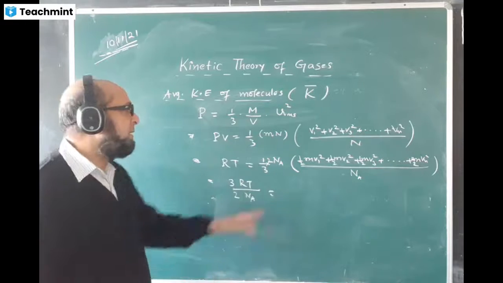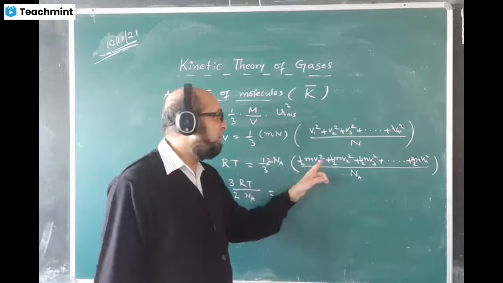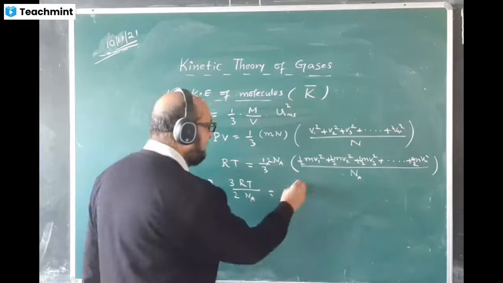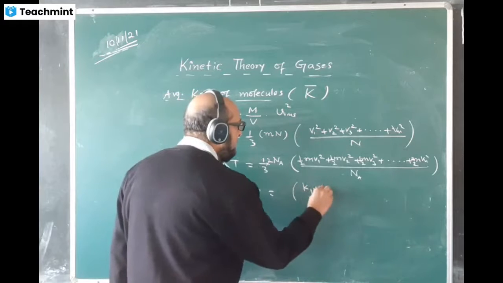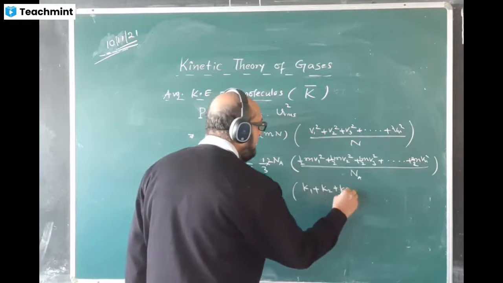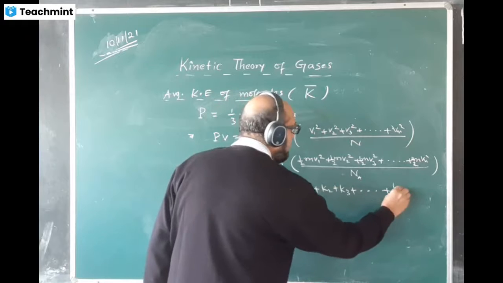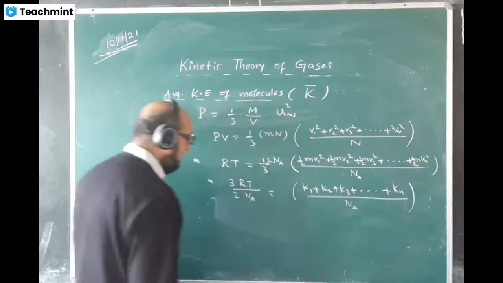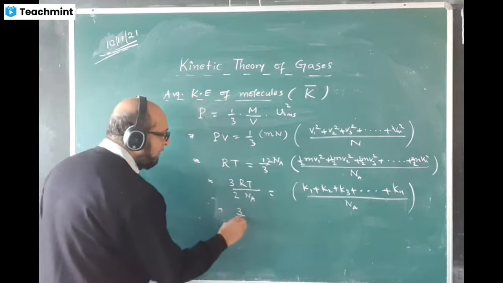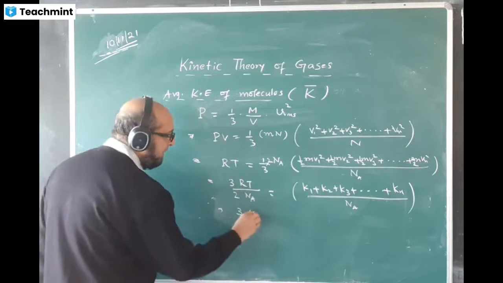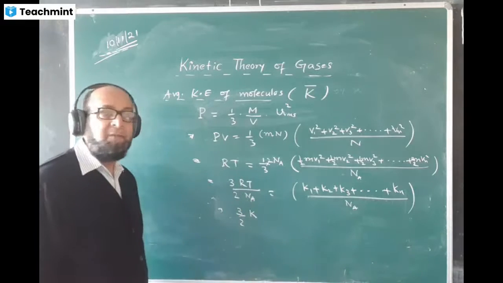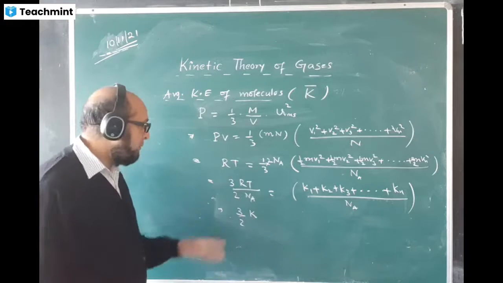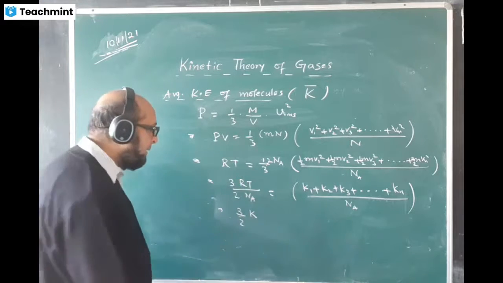What do you see? You say this is the kinetic energy of the first molecule, kinetic energy of second molecule, third molecule, fourth molecule, and so on. Here I will be writing that is K1 plus K2 plus K3, and so on, last one is nth molecule, divided by Na. Right, 3 by 2 as it is, R by Na becomes K, Boltzmann's constant. I think value of which also I gave last time. So R by Na is becoming K.